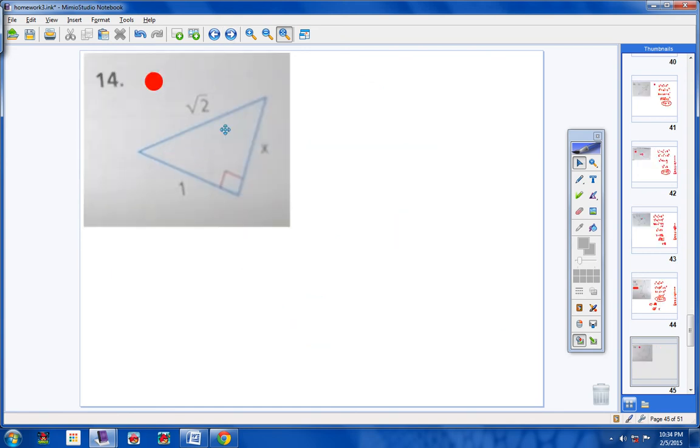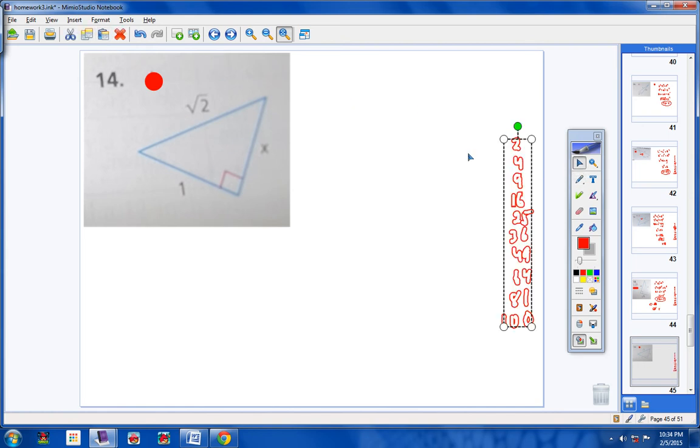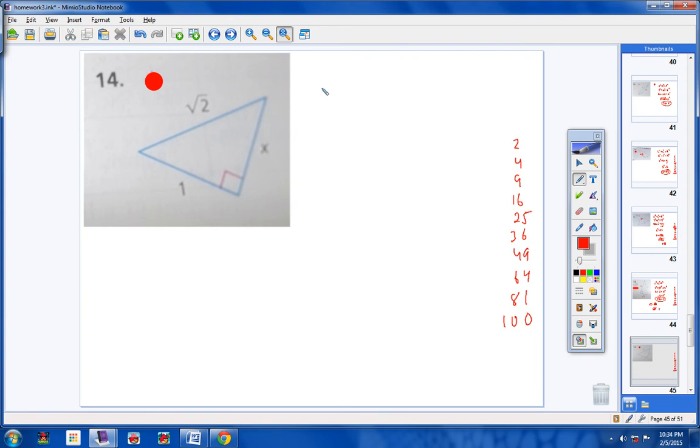We have a right triangle right here, and we know 2 sides. We're missing 1 side, so we can definitely use the Pythagorean theorem. So we have leg squared plus leg squared equals hypotenuse squared. For one leg, we're going to put in a 1. For the other leg, we're going to put in x. Then for the hypotenuse, we're going to put a square root of 2. And of course, that's going to be squared because of the formula right here.